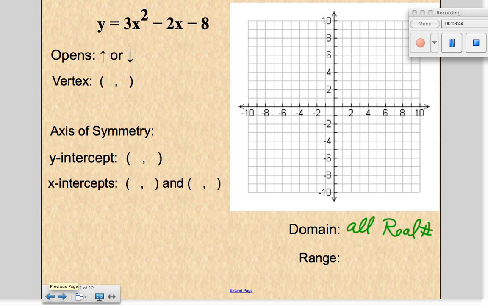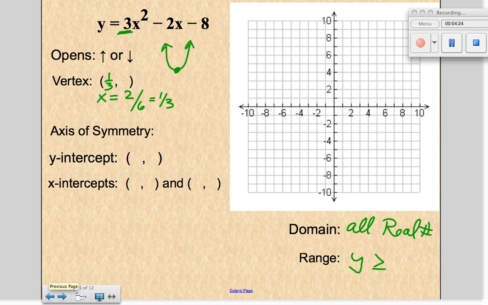But for the range, I need to think of two things. First of all, since it opens up, if I get a little picture in my head, my vertex will be a minimum value. So since it's a minimum value, that means y has to be greater than or equal to whatever the y value is of my vertex. So then I need to figure out my vertex. So I have to do the x value first. X equals the opposite of b, which is 2, divided by 2 times 3, which is 6. So my x value is 1/3.